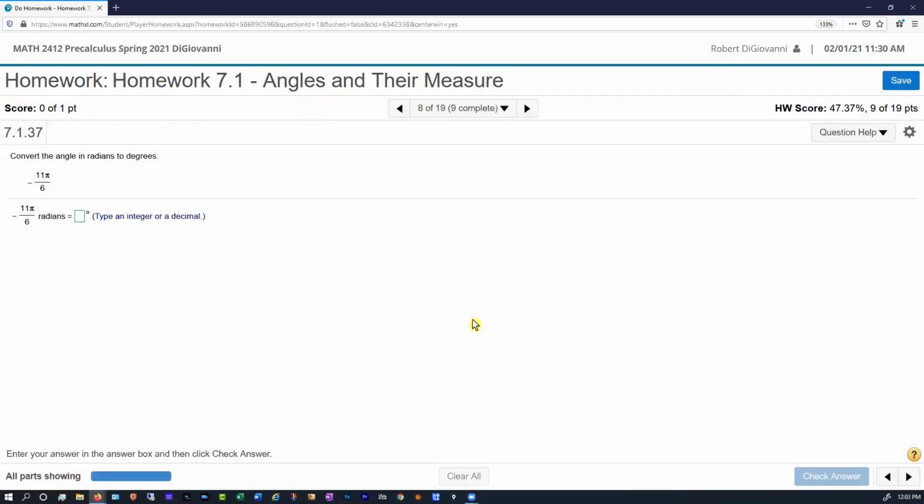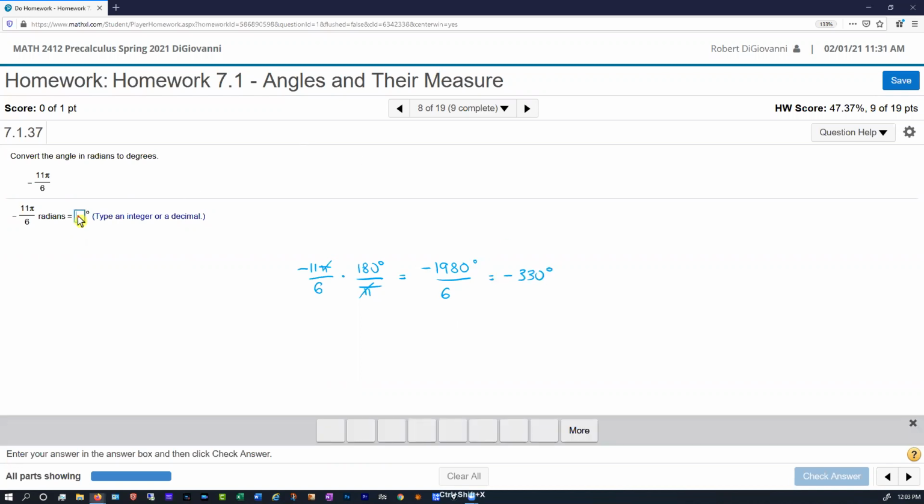All right, so another one, convert the radians to degrees this time. So I'm going to want to do negative 11 pi over 6. Now the conversion here is 180 degrees over pi. And the pi's will cancel. And then we could use our calculator here. Negative 11 times 180 is negative 1980 degrees over 6. And that actually divides in evenly, so we get negative 330 degrees. So negative 330.